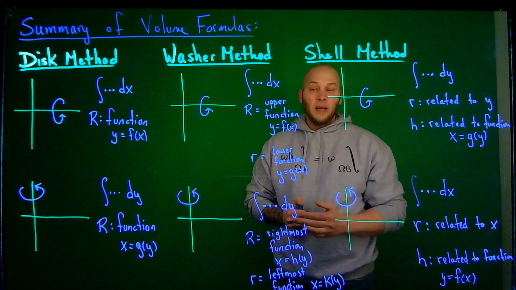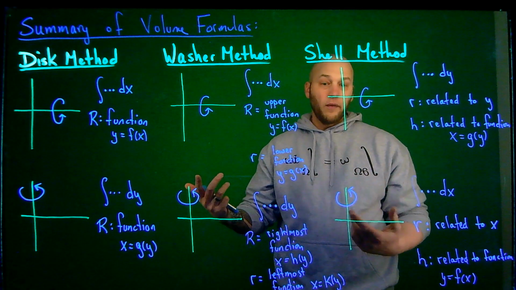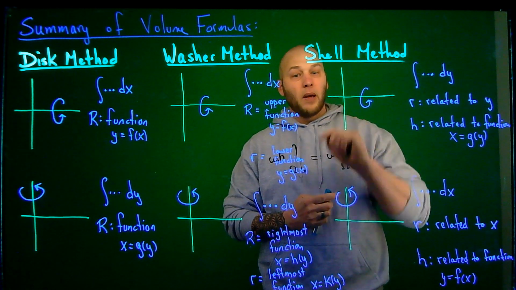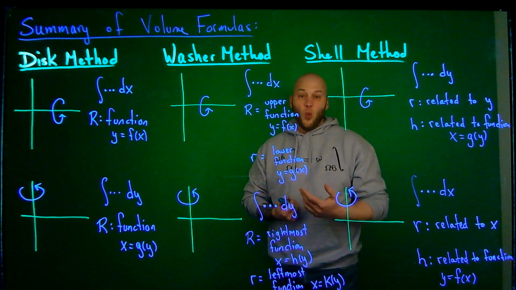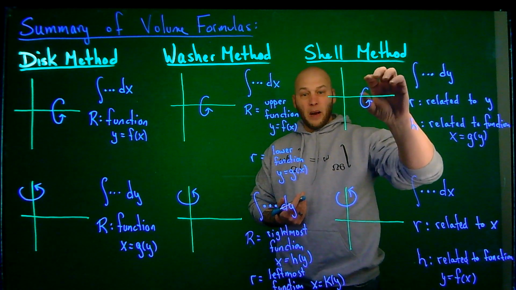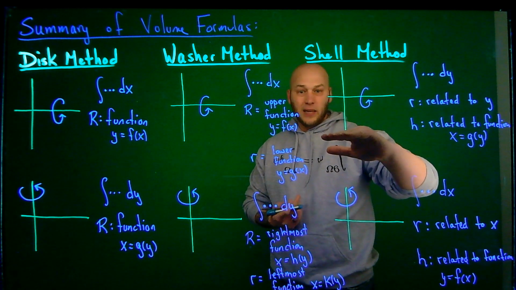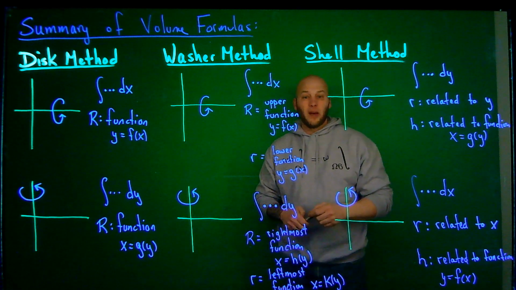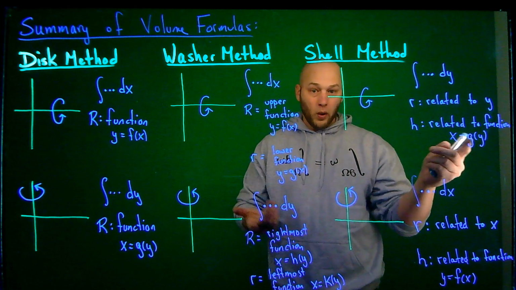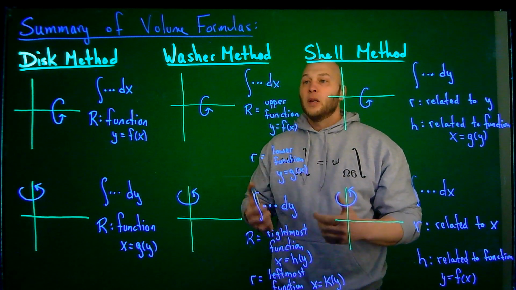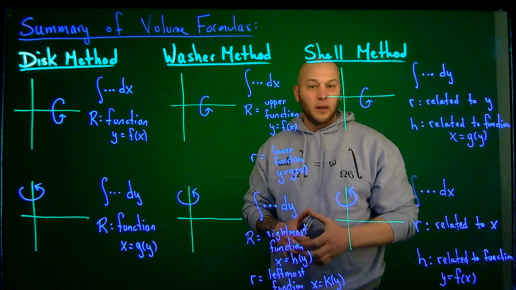Generally speaking, if I have two functions, I'll use the washer method. If I've got one function, chances are I'm going to use the shell method. Now, that's not always the case, because if I'm rotating, say, one function, the area bounded by one function and the x-axis about, say, a horizontal line, y equals -4, I may have to use the shell method. It just kind of comes down to whether or not I can basically solve for this expression right here. But again, you kind of have to make that judgment call based on the functions or function that is presented.